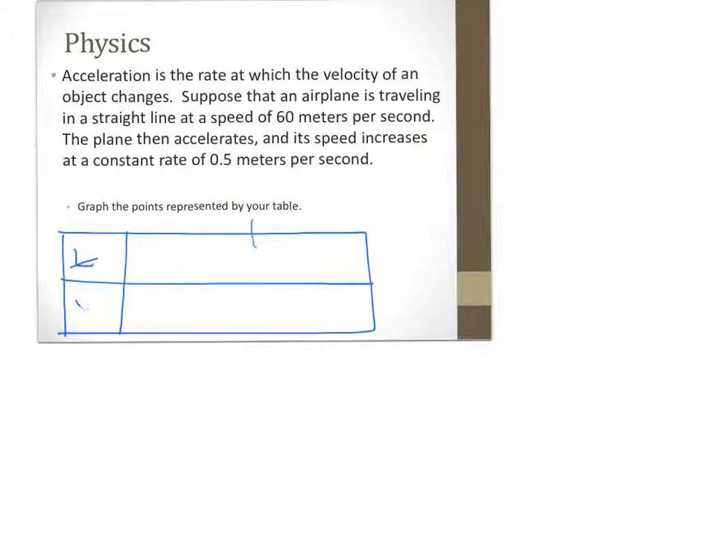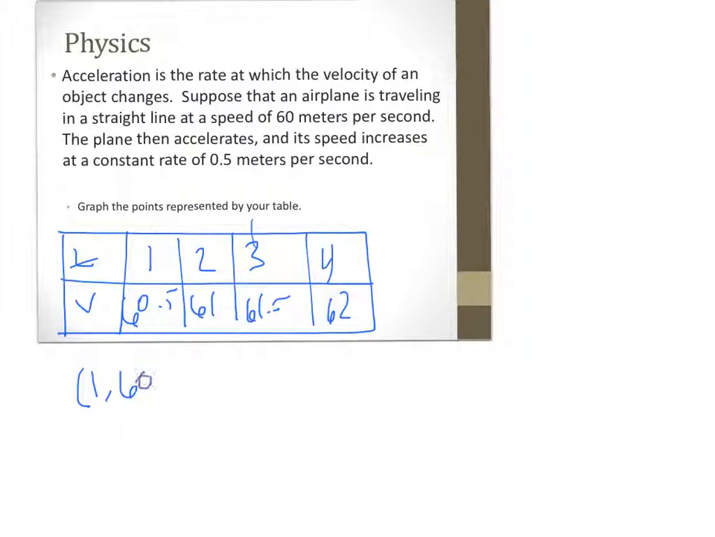We had time and velocity: at 1 it was 60.5, at 2 it was 61, at 3 it was 61.5, and at 4 it was 62. So really all I have is these points, where t is the same as x and v is the same as y. So we're going to go ahead and graph this.